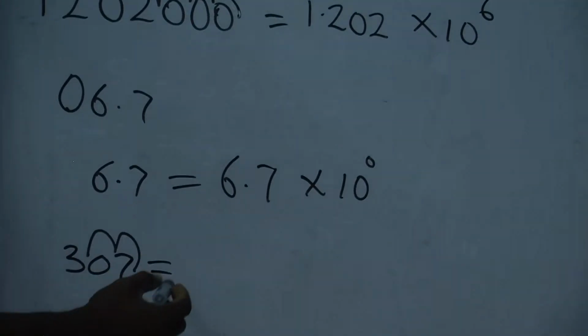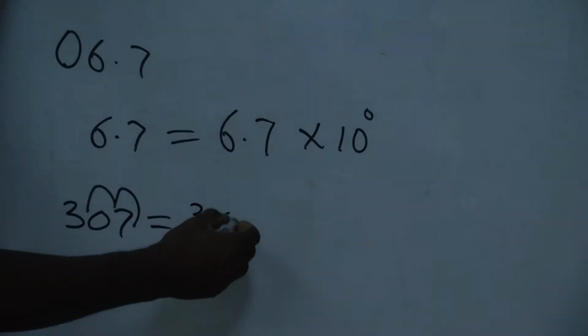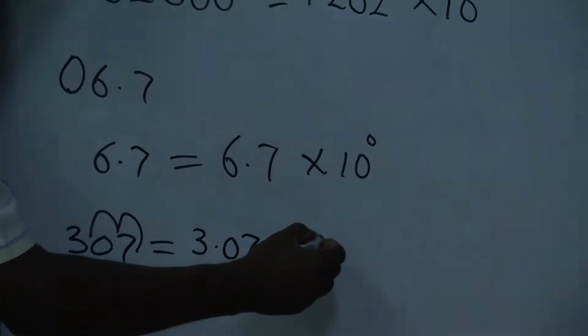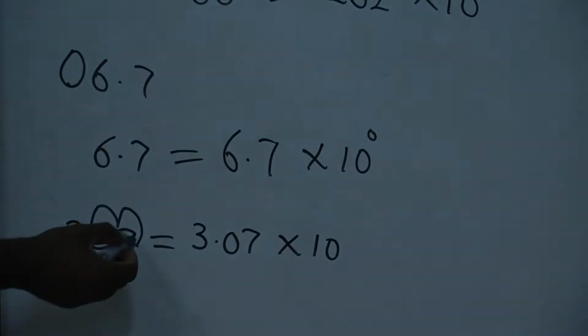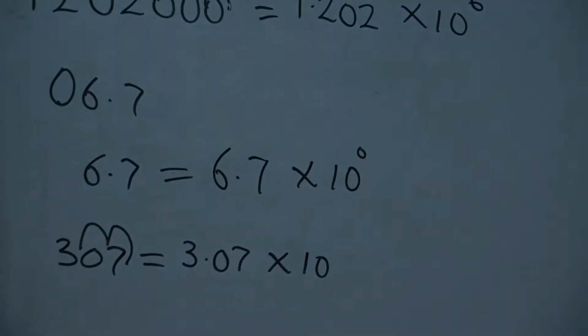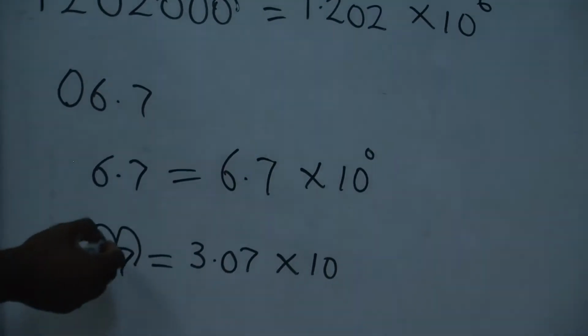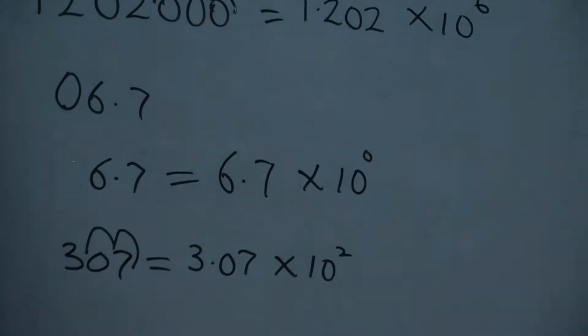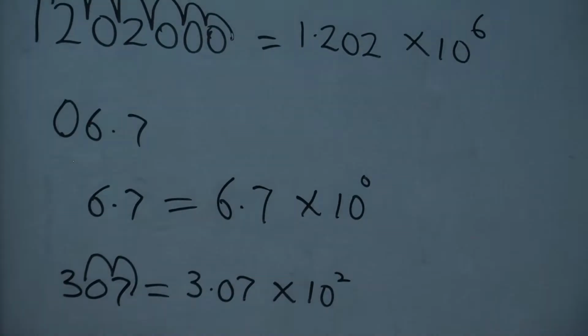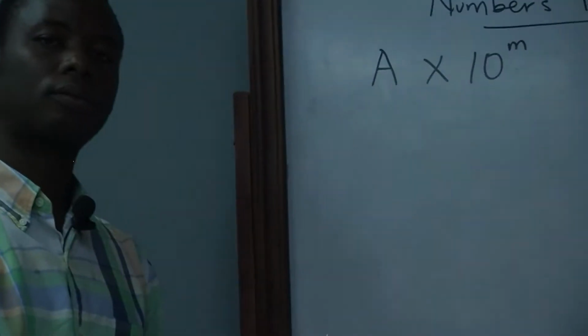So in this situation, we're going to have 3.07 times 10 raised to the power of, it's moving to the left, that means it's positive, and it has moved 2 places. That will be raised to the power of 2. 3.07 times 10 raised to the power of 2.